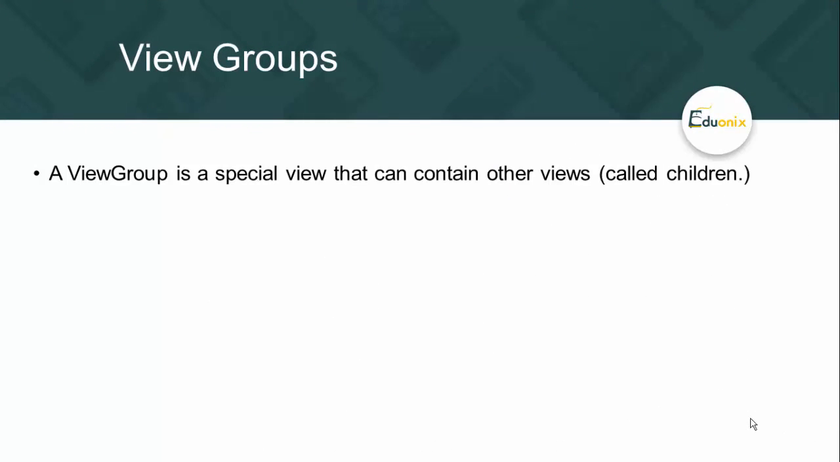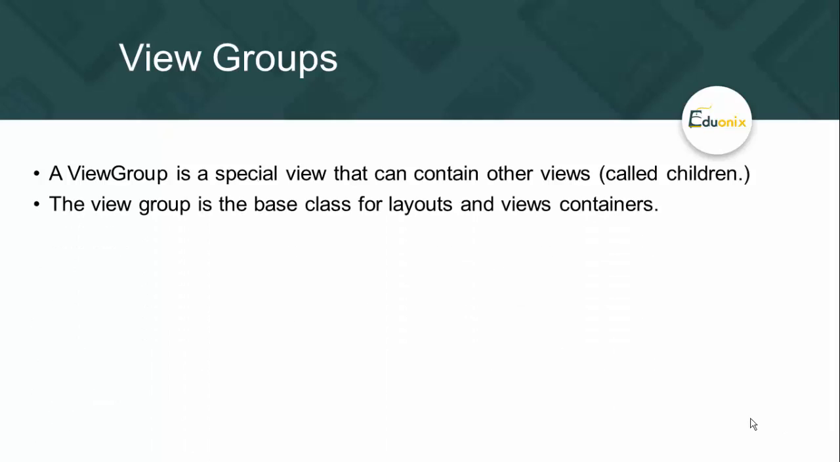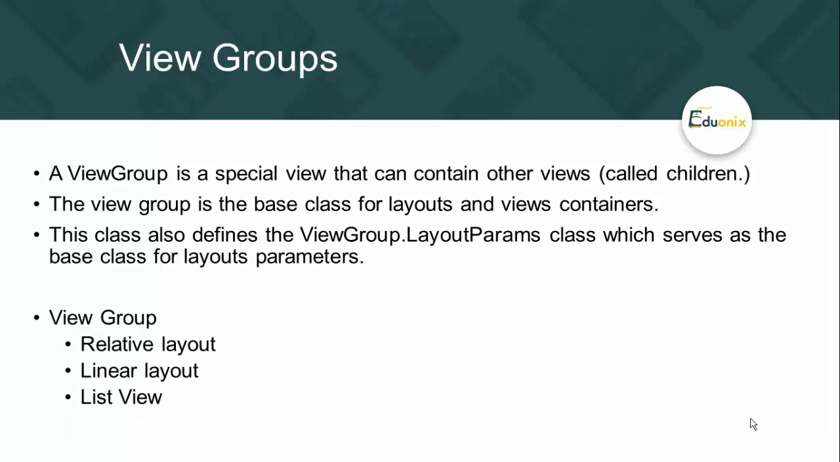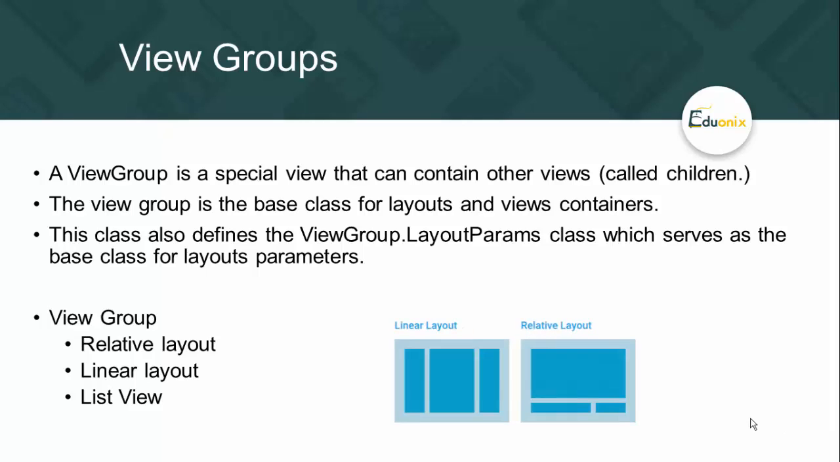A view group is a special view that can contain other views called children. It is the base class for layouts and view containers. This class also defines a ViewGroup.LayoutParams class, which serves as the base class for layout parameters. The types of view group that exist are relative layout, linear layout, frame layout, grid layout, etc.